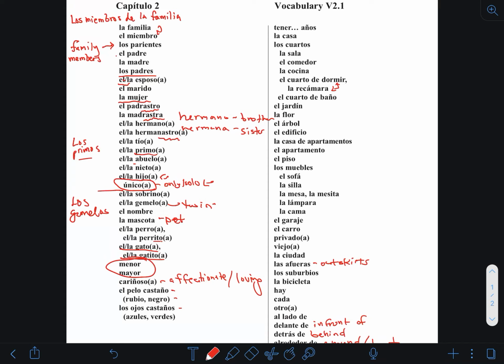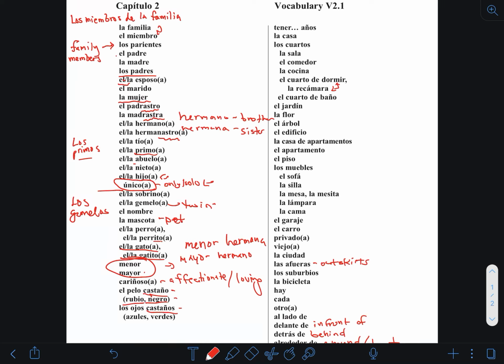Menor, mayor. So menor would be like younger. Mayor would be older. It just depends. So you could say like menor hermana would be younger sister. Mayor hermano would be like older brother. So that's how you can describe ages without having to tell their age. El pelo castaño is brown hair. El pelo rubio is blonde hair. El pelo negro is black hair. So please know the difference. Same thing here.